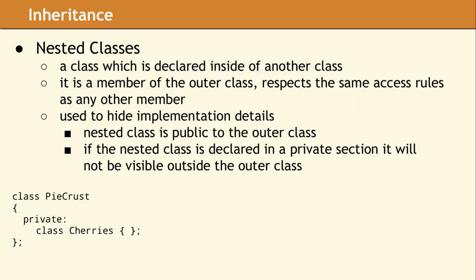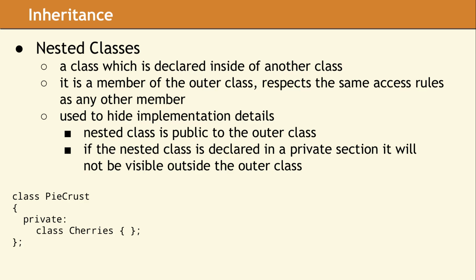A nested class is nothing more than a class declared inside another class. In general, nested classes behave just like non-nested classes. However, since the nested class is a member of the outer class, it can be made public, protected, or private as appropriate. In this example, the PyCrust class contains a nested class called cherries.